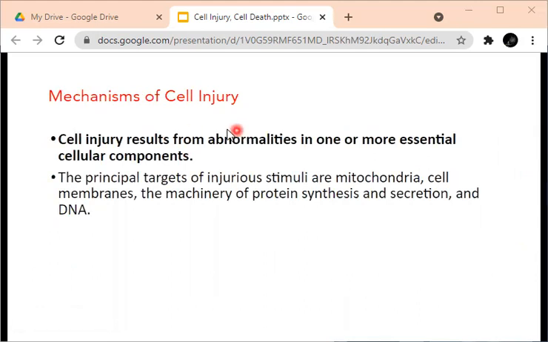Now we go to mechanisms of cell injury. Cell injury results from abnormalities in one or more essential components of the cell. So what are those? The principal targets of injury, or these essential cellular components, are the mitochondria, the cell membrane, the machinery of protein synthesis and secretion, and the DNA. But basically, we will discuss only three.